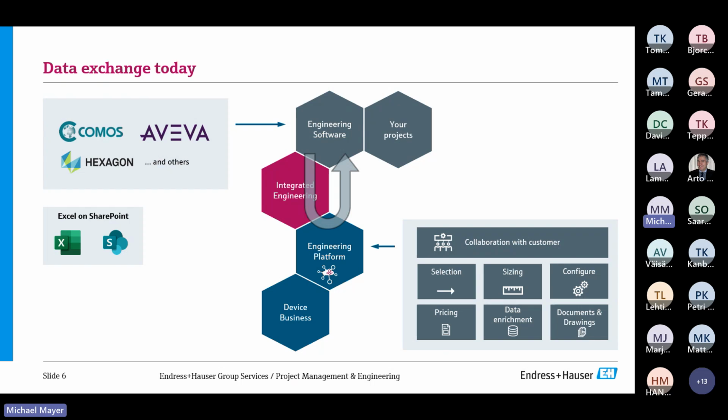How does data exchange look today? So basically, we have customers using engineering systems like Comos, Aveva, Hexagon, and many others. And usually the exchange of data takes place using Excel files, many different Excel, let's say, formats. The data is not really standardized. So in the background, we're pretty much masters at reading in different Excel sheets. A lot of effort has gone into that.